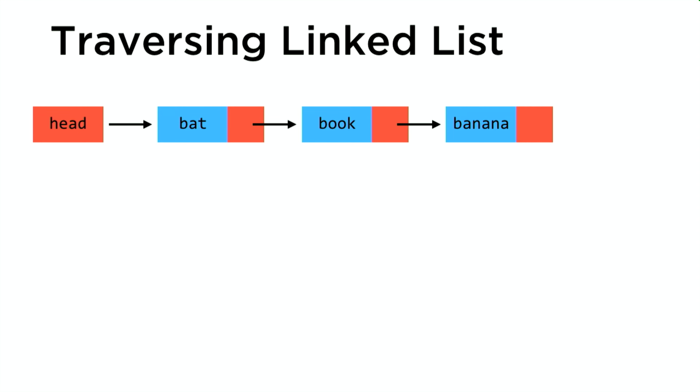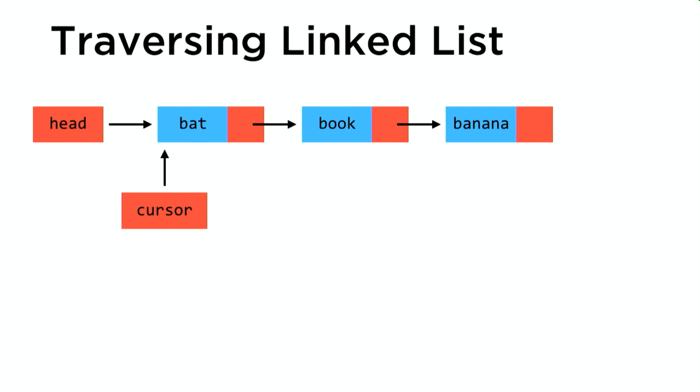Well, let's take a look at an example. Here, let's imagine that head is a variable that is a pointer to the first element in the linked list. In this case, the word bat, which is inside of a node that points to a node that has the word book, which points to banana, for example. How might I traverse that linked list? Well, you could imagine that I could set up a variable called cursor, for example, which initially is a pointer to the first element in the linked list.